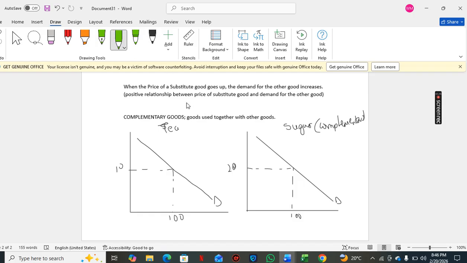So if the price of sugar increases from 20 kwacha, let's say it goes to 30 kwacha. Since sugar becomes more expensive, people buy less sugar. Now, as people buy less sugar, the tea is not nice without sugar. I believe all of us can agree tea isn't nice without sugar. So what happens? People start buying less tea.